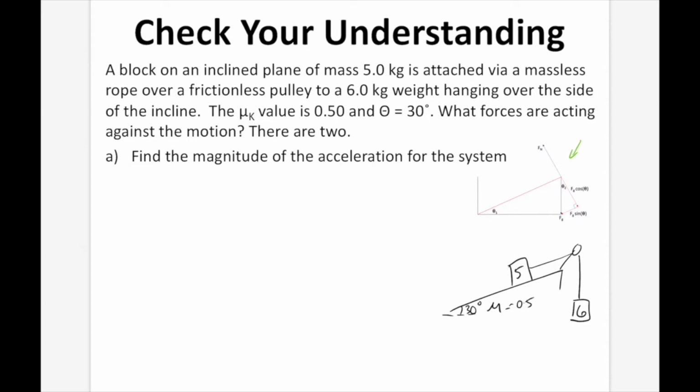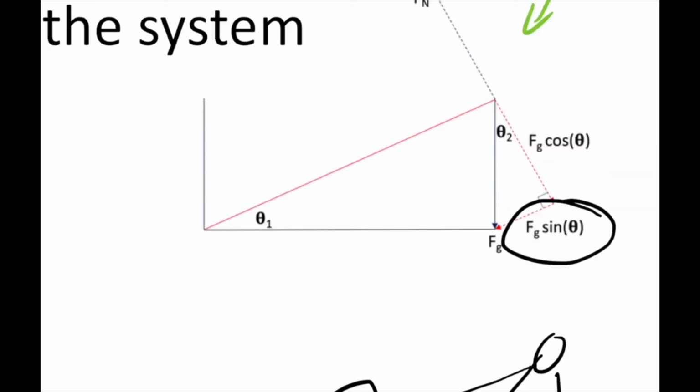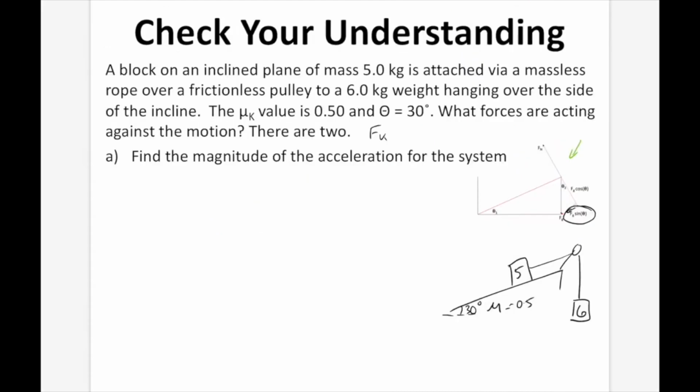So the first question asks what forces are acting against the motion? Well, we always have friction, and when we're dealing with ramps, we're also going to have this component right here, our Fg sine theta. You can see that force is acting down the ramp, and therefore it's acting against the motion, which is up the ramp. So it's Fk and it's Fg sine theta.